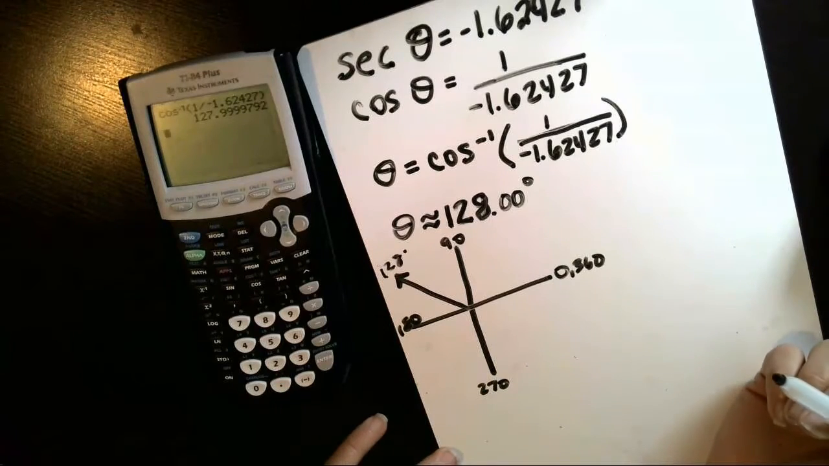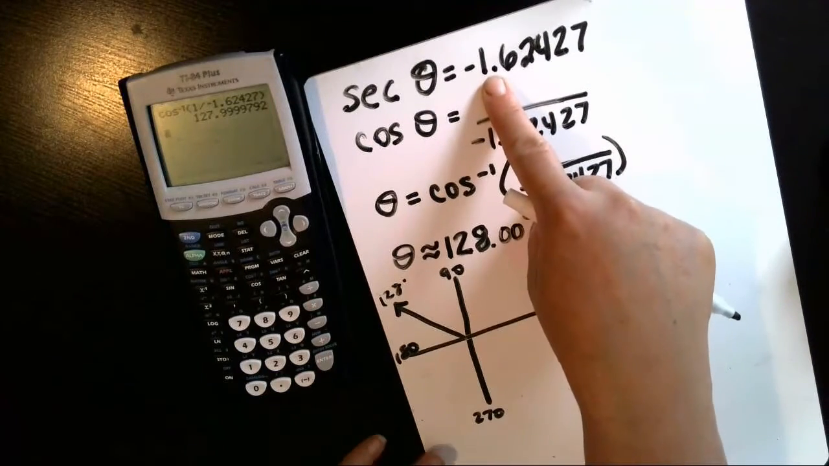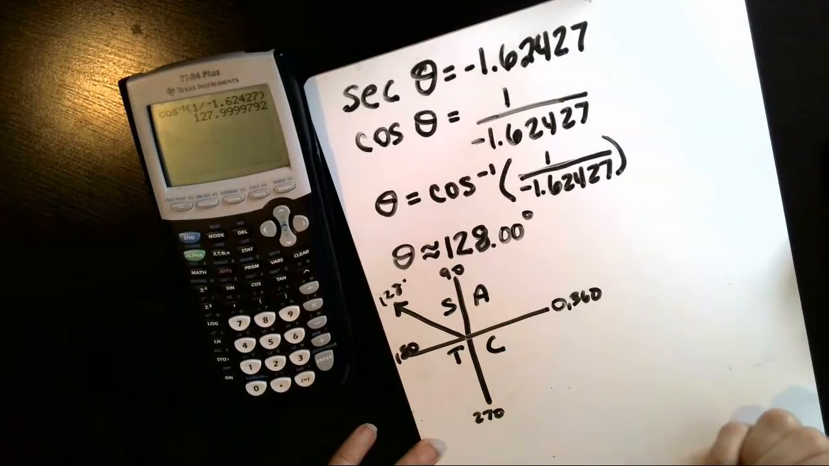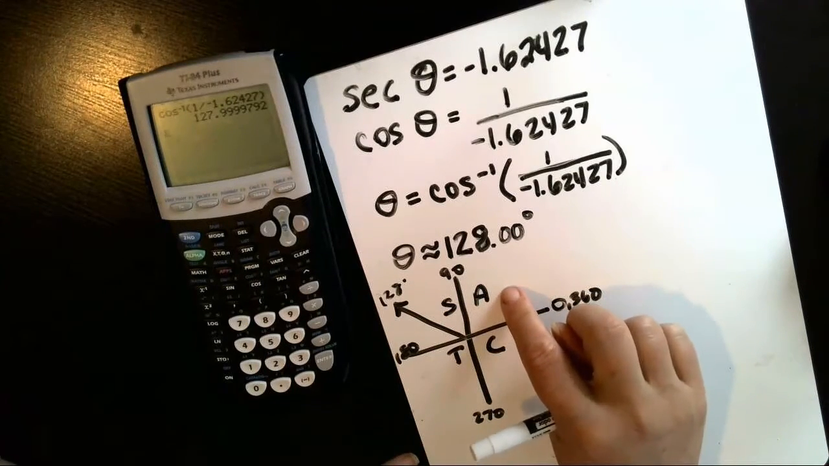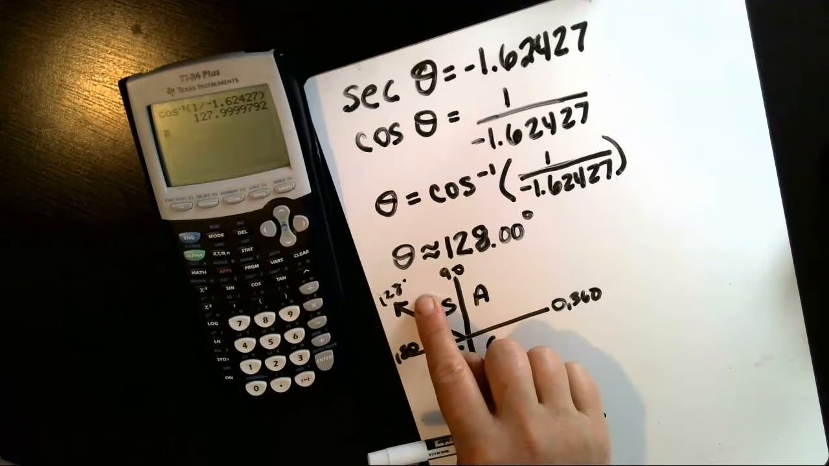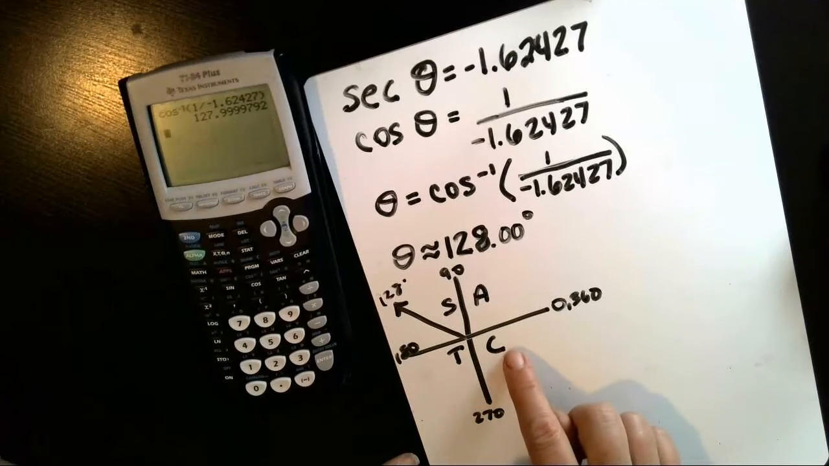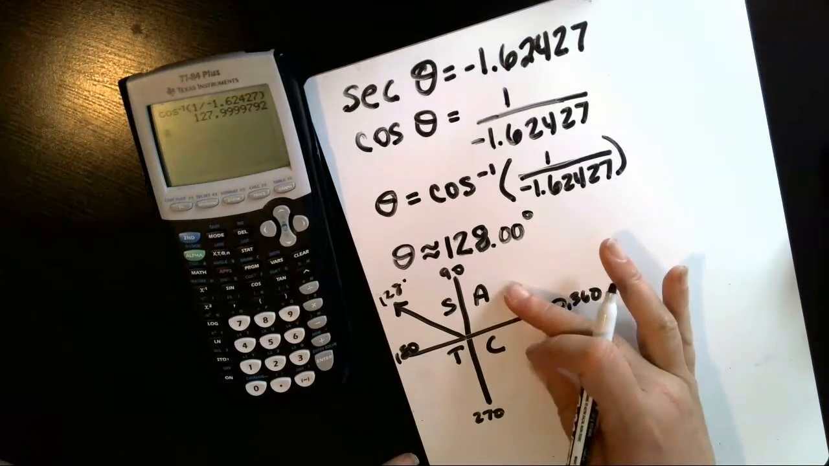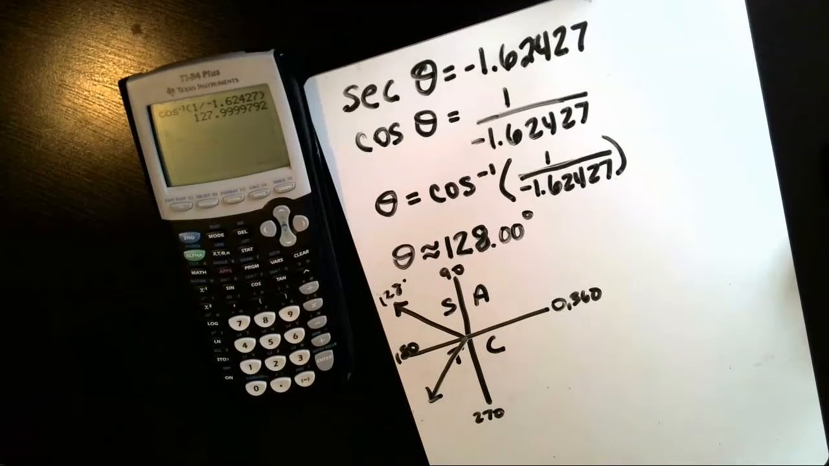Now to find the second solution, we have to find the other quadrant where the secant is negative because remember, all students take calculus. That's our acronym for remembering what's positive in what quadrant. All of the trig functions are positive in quadrant 1. Sine and its reciprocal are positive in quadrant 2. Tangent and its reciprocal are positive in quadrant 3. Cosine and its reciprocal, which is secant, is positive in quadrant 4. Since we want a negative secant, we can't use quadrants 1 or 4, so we would need our other angle to be in quadrant 3.